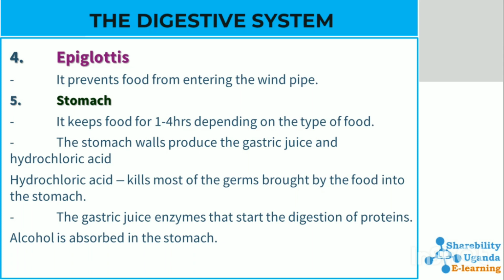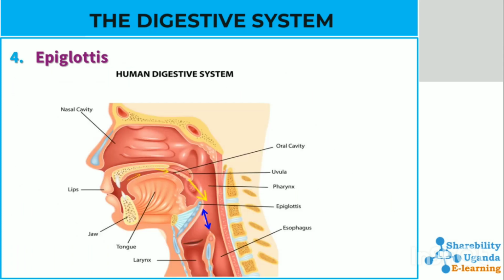An illustration of how the epiglottis works in the digestive system. When food is swallowed, the epiglottis moves down to cover the space indicated by the blue arrows, which prevents food from entering into the larynx or the windpipe.